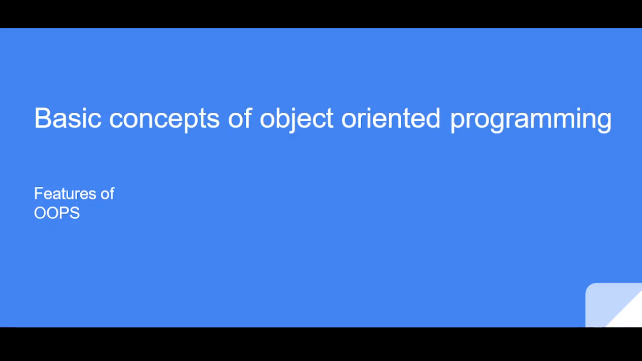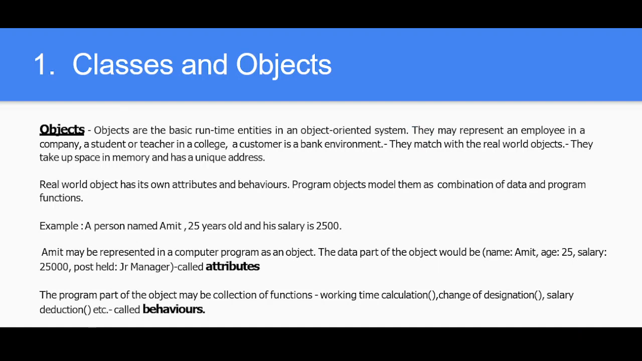In this video, I will be talking about basic concepts of object-oriented programming. So first of all, let's talk about classes and objects. So what are objects? Objects are the basic runtime entities in the object-oriented system. They may represent an employee in a company, a student or a teacher in a college, a customer in a bank environment. They match with real world objects.